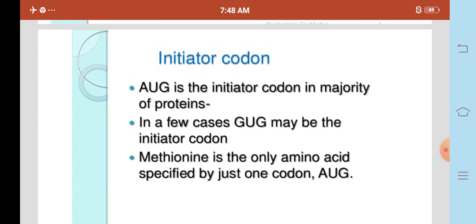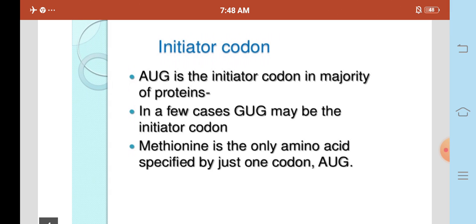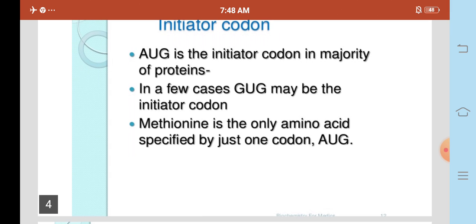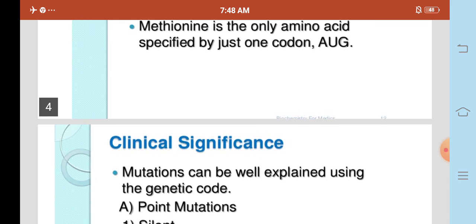Initiator codon. AUG is the initiator codon in the majority of proteins. In a few cases, other codons may be the initiator codon. Methionine is the only amino acid specified by just one codon, AUG.